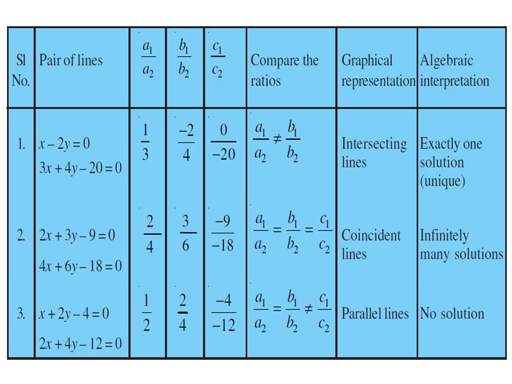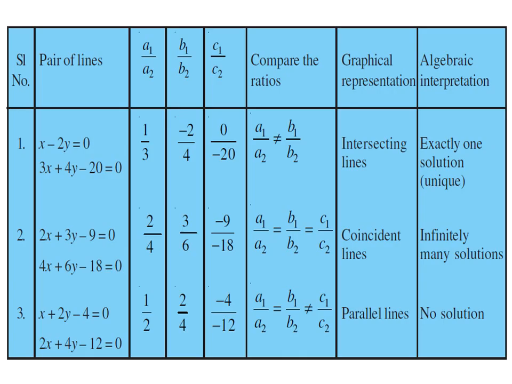In the first pair of equations, a1 by a2 is 1 by 3, b1 by b2 is minus 2 by 4, c1 by c2 is 0 by minus 20. So here a1 by a2 is not equal to b1 by b2. That is intersecting lines, so exactly one solution may occur. This is a unique solution.